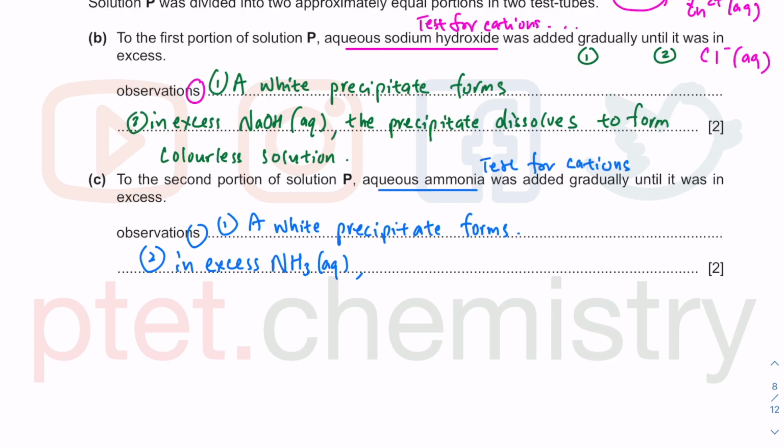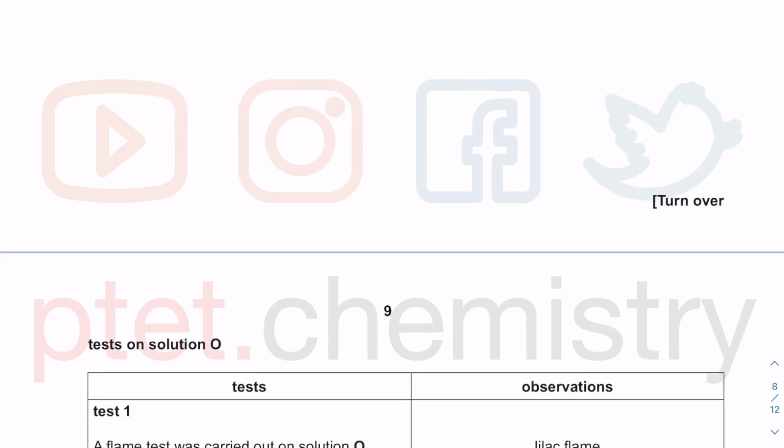This means aqueous ammonia. In excess of this solution, the precipitate will also dissolve, because this is to do with the zinc ions, Zn2 plus ions. So zinc hydroxide will dissolve in excess ammonia, and you will get a colorless solution also. It is the aluminium Al3 plus that gives you a white precipitate with aqueous ammonia, but that precipitate will be insoluble in excess ammonia. That is the Al3 plus test.